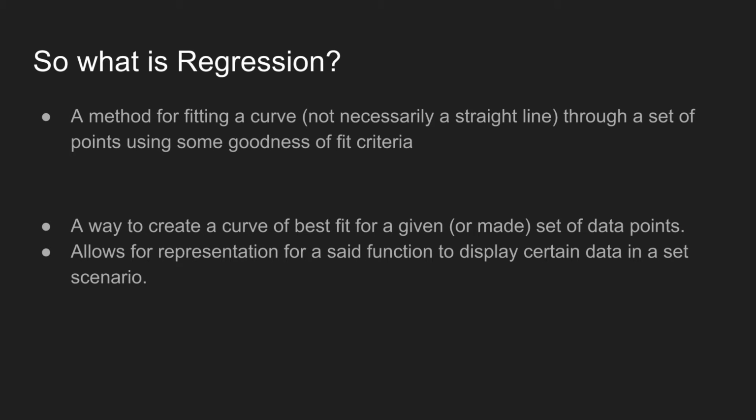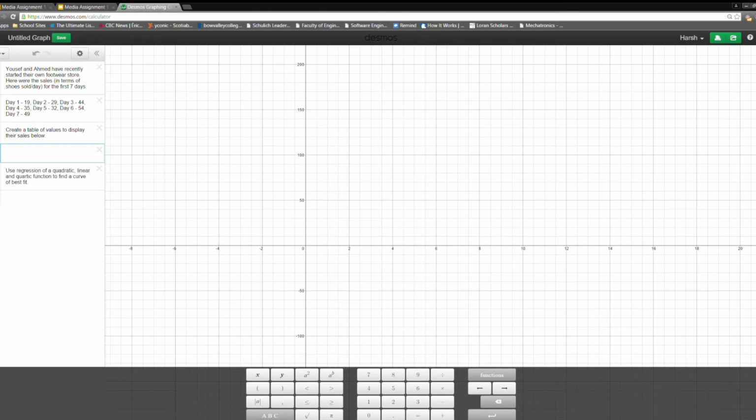So, what is regression? Well, regression by definition is a method for fitting a curve, not necessarily a straight line, through a set of points using some goodness of fit criteria. In other words, it is a way to create a curve of best fit for a given or made set of data points. It allows for representation for said function to display certain data points in a set scenario. In the end, regression is a way for us to figure out a curve of best fit with a set of data on Desmos. Now that we have an understanding of what regression is, let's look at this example.